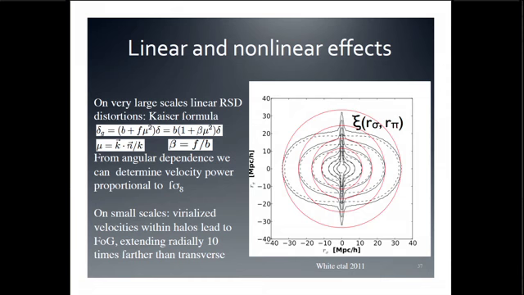This is another picture of this, where I'm adding also the nonlinear effects. On small scales, we have virial velocities inside the halos, which produce these kind of distortions in the radial direction, and this is a completely nonlinear effect which we cannot model using perturbation theory. So then what do?